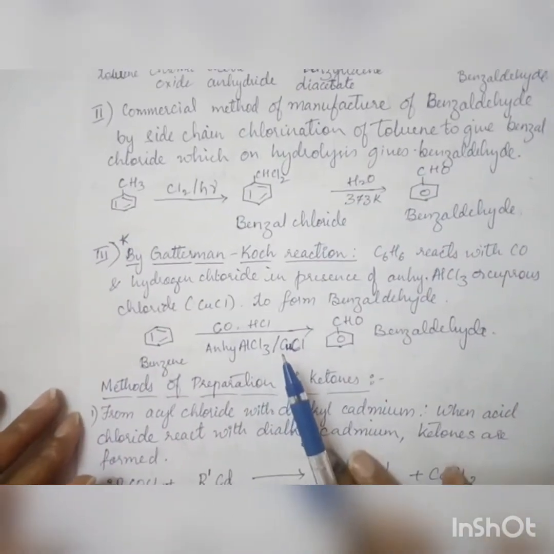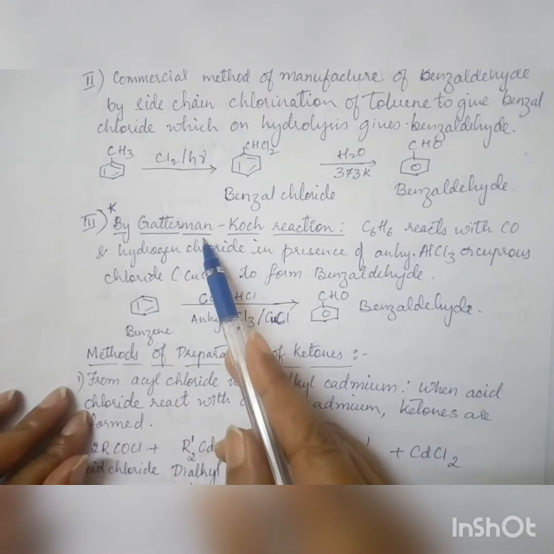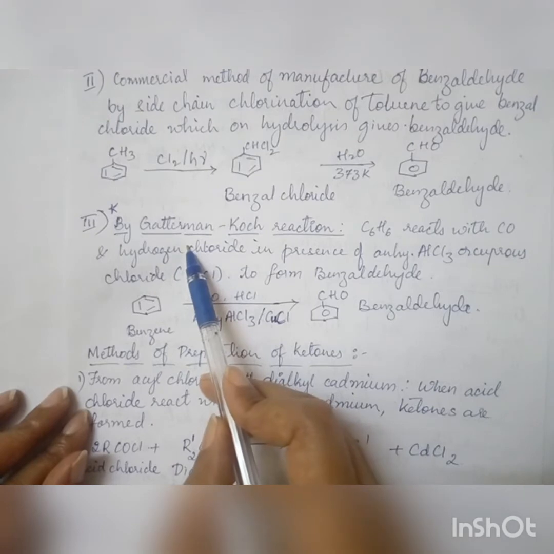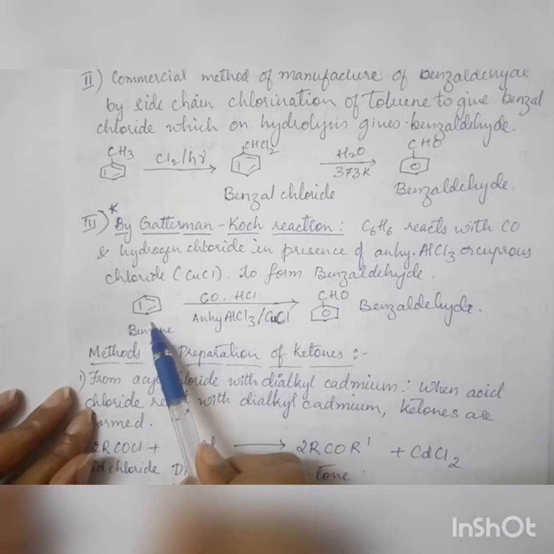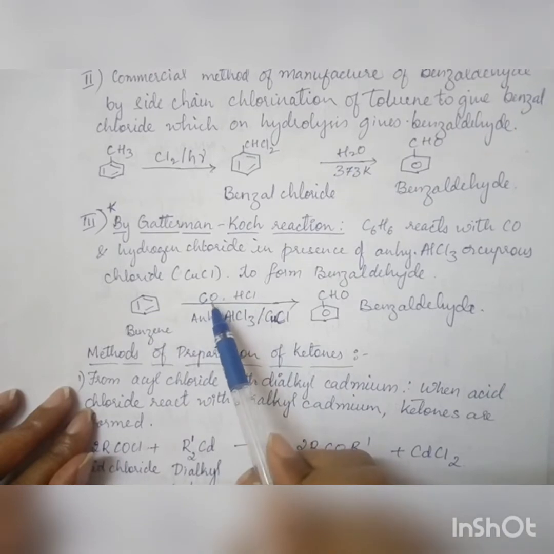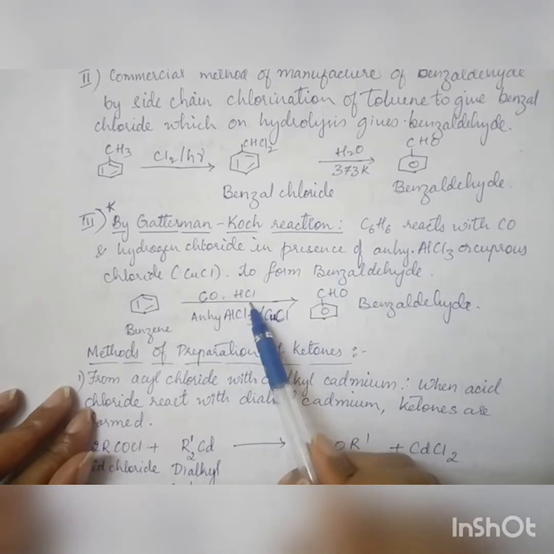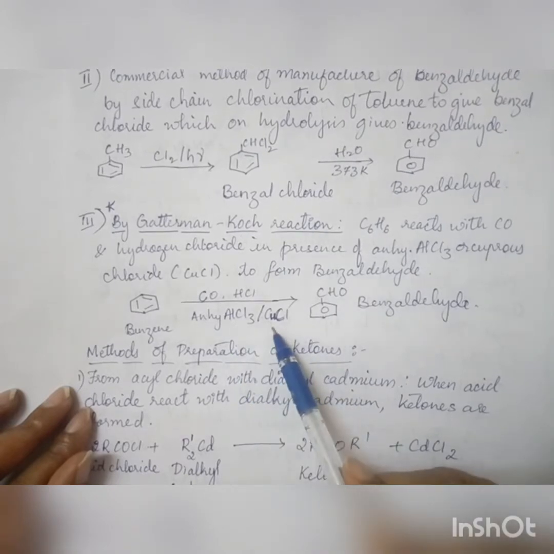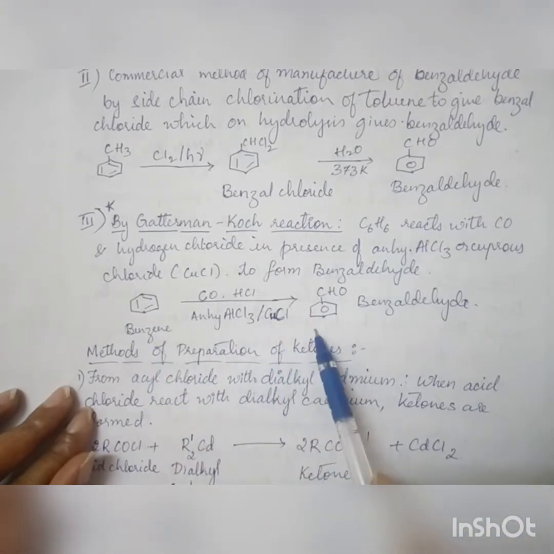Next, we have one more important reaction. This is named the Gattermann-Koch reaction. Because it is again a named reaction, it is an important reaction. In the Gattermann-Koch reaction, we take benzene. This benzene reacts with carbon monoxide and hydrogen chloride in the presence of anhydrous AlCl3, aluminum chloride, or cuprous chloride like CuCl, to form benzaldehyde. This is just a one step reaction.